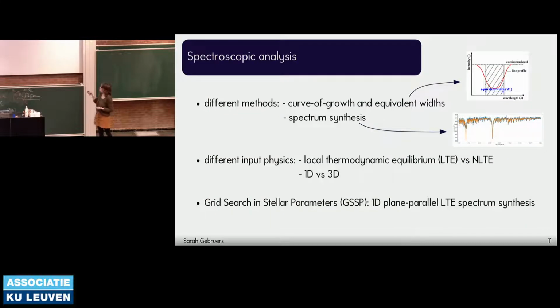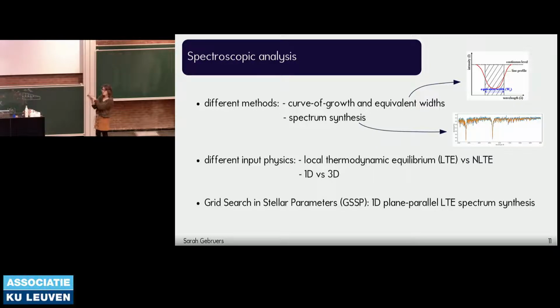So first, spectroscopy, which is the type of data that I've been working with most during my PhD. There are different ways to analyze spectroscopic data. One of them is by using the curve of growth and equivalent widths from the spectra, but I haven't really been using that one. I've been mostly looking at spectrum synthesis. So what is that?